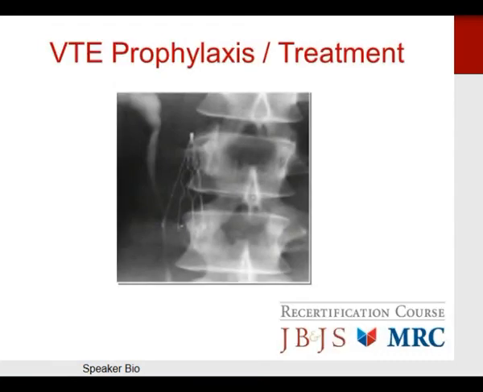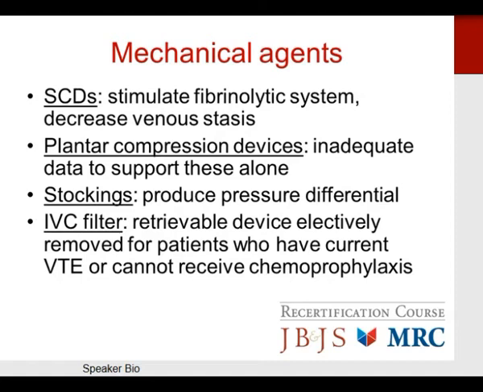So prophylaxis and treatment. There's a number of mechanical agents that I think orthopedic surgeons should be aware of, the most important of which are probably the SCDs or plantar compression devices. These basically stimulate the fibrinolytic system within the body and decrease venous stasis. So they actually encourage blood flow as well. Stockings or compressive stockings may be used in patients' lower extremities to produce a pressure differential between the legs and the proximal extremity. IVC filters are retrievable devices that can be used in patients who have a current DVT or blood clot and cannot receive chemoprophylaxis. These are retrieved electively after surgery.